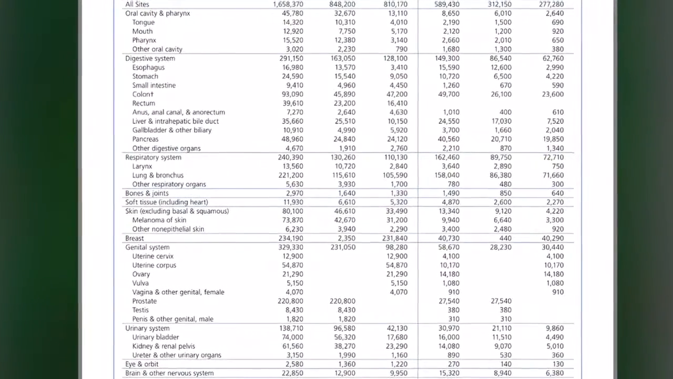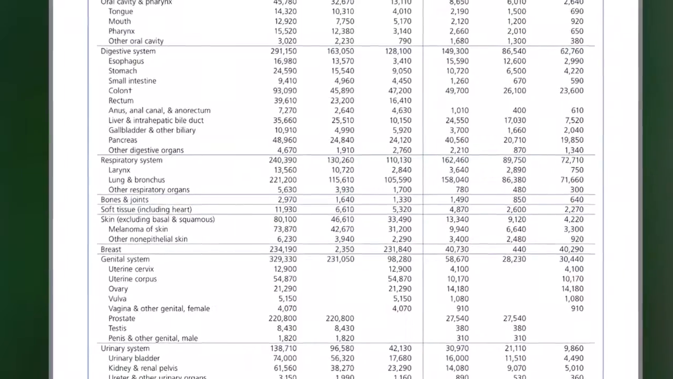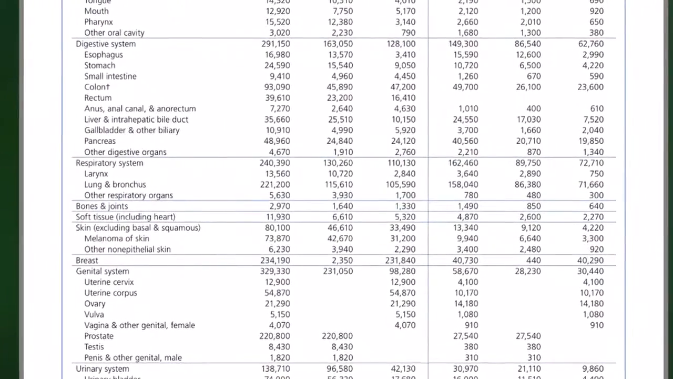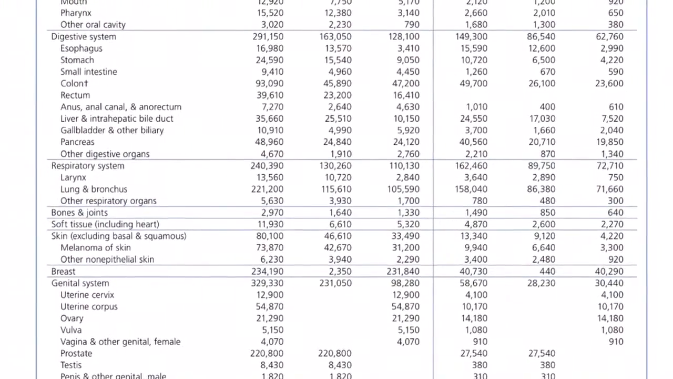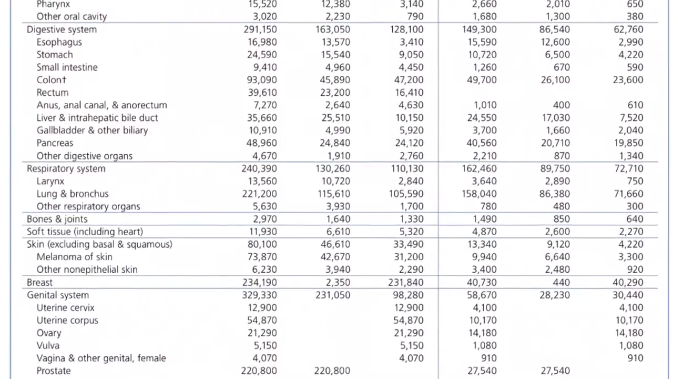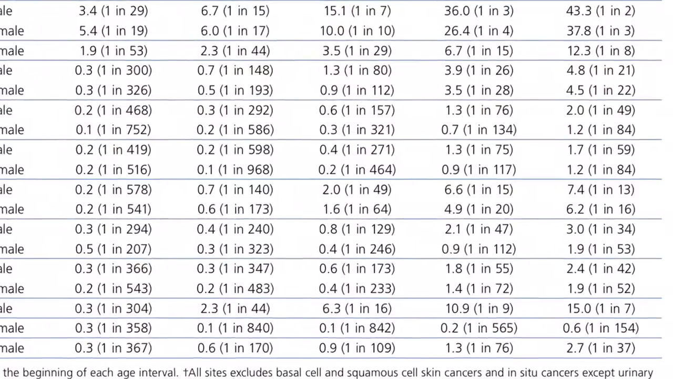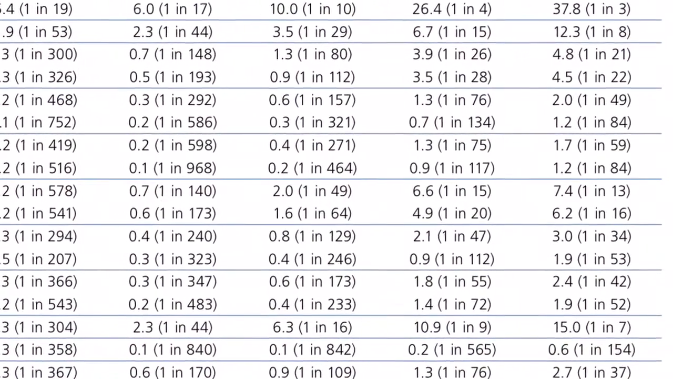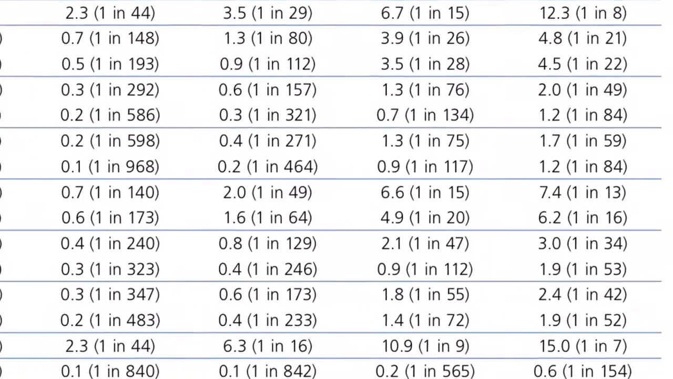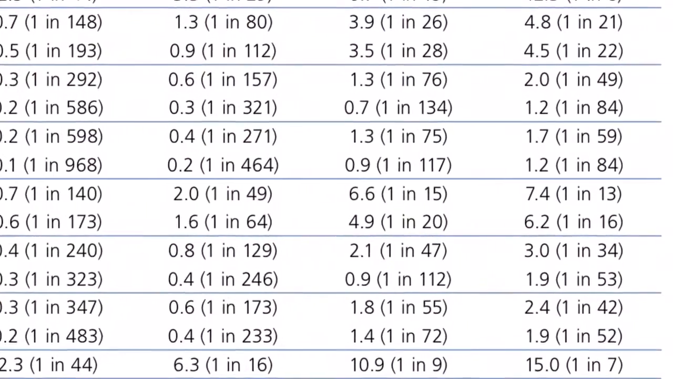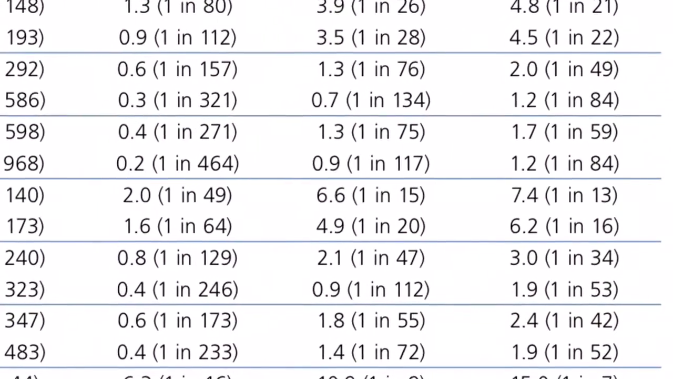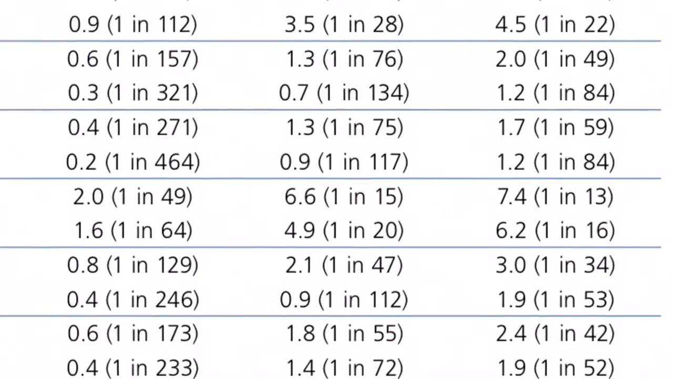221,000 new cases of lung cancer will arise. 158,040 deaths from lung cancer will also occur in this year alone. According to a study by the American Cancer Society, the probability of a man to develop lung cancer from birth to death is 7.4%, and for women it is 6.2%. This means 1 in 13 men has lung cancer and 1 in 16 women obtain it.